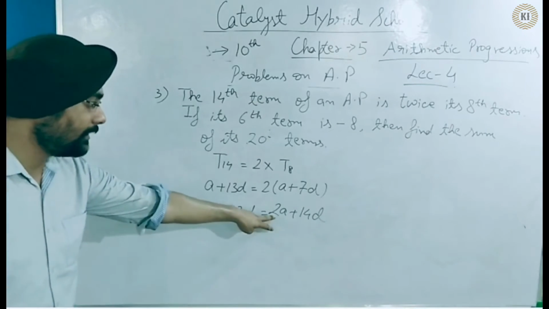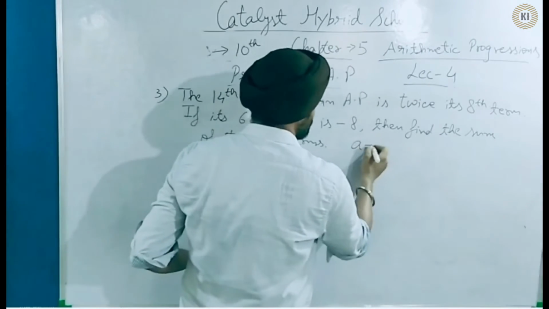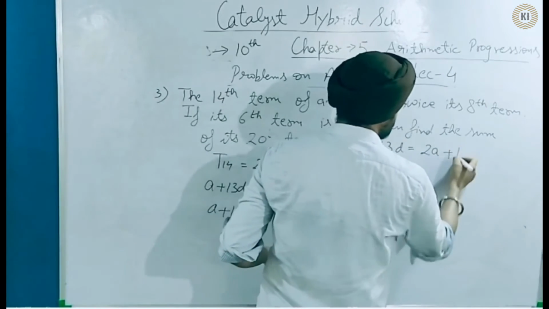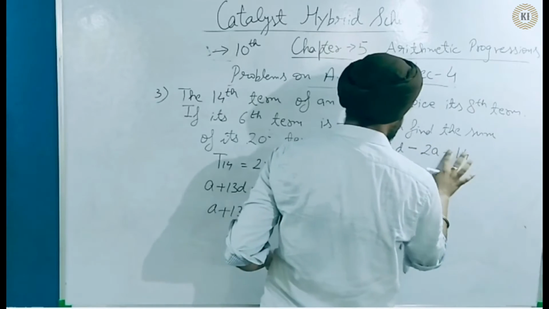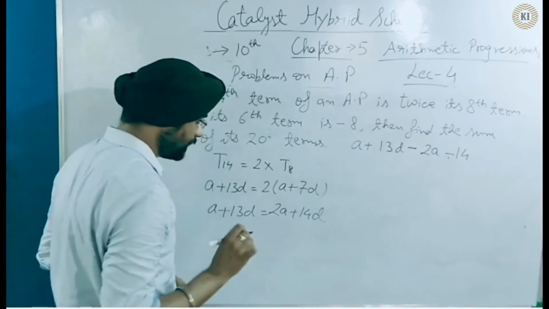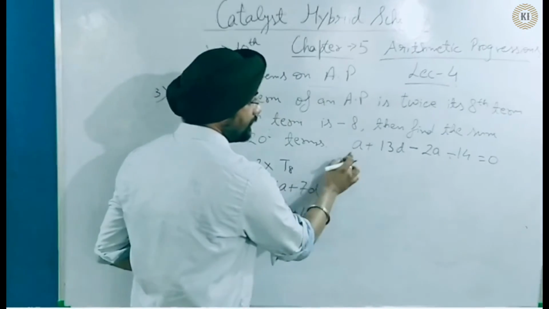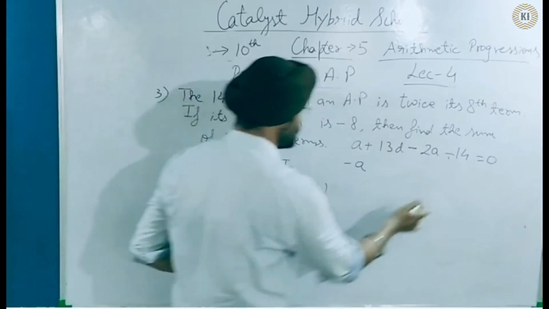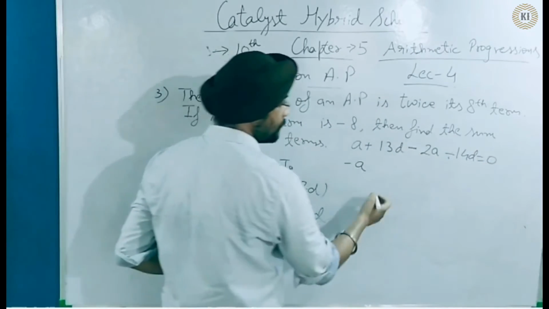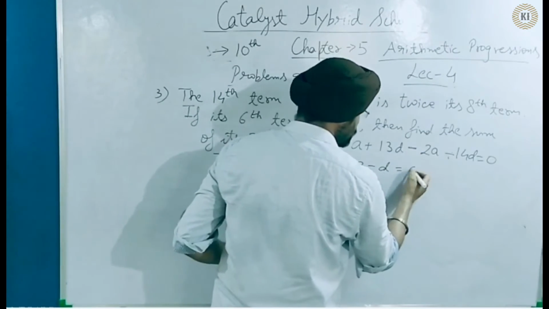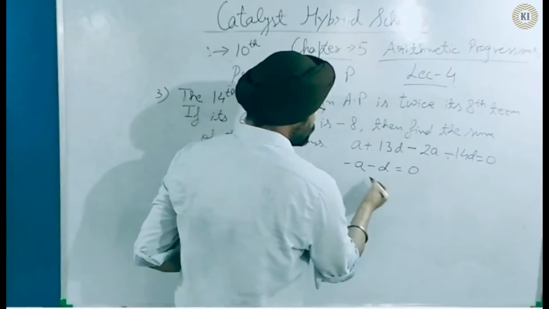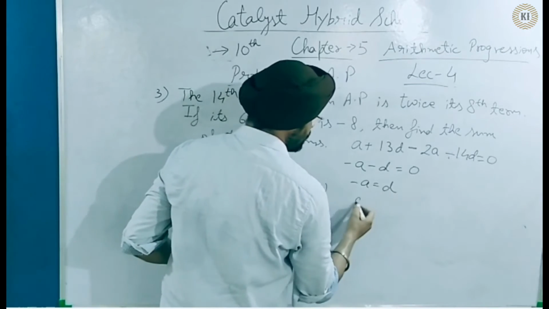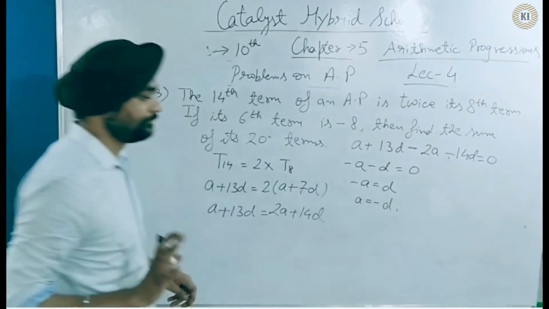Transfer this side. It will be a plus 13d will be equal to 2a plus 14d, so 0 equals 2a minus a, plus 14d minus 13d. That is a plus d will be equal to 0. So we can write here minus a is equal to d, or value of a will be equal to minus d.